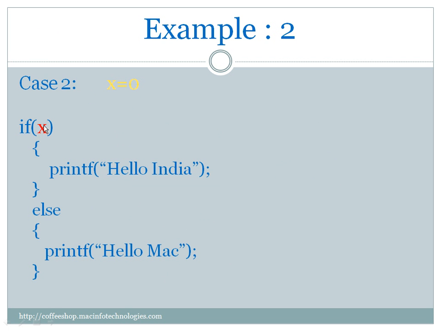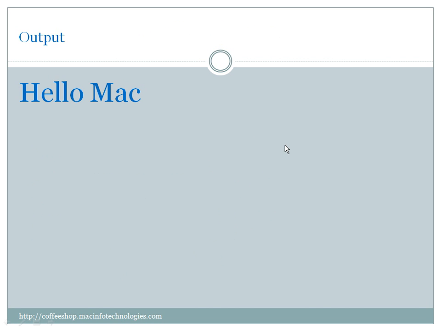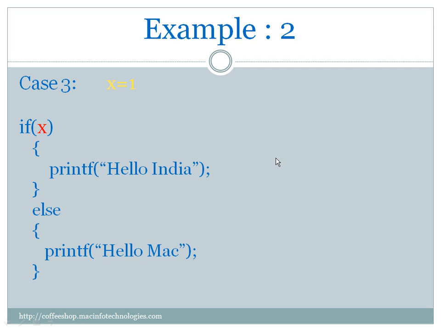Now x is equal to 0. Whenever the condition evaluates to 0, it is false. In this case, it is false and the if block is not executed, the else block is executed. We get the output hello Mac.